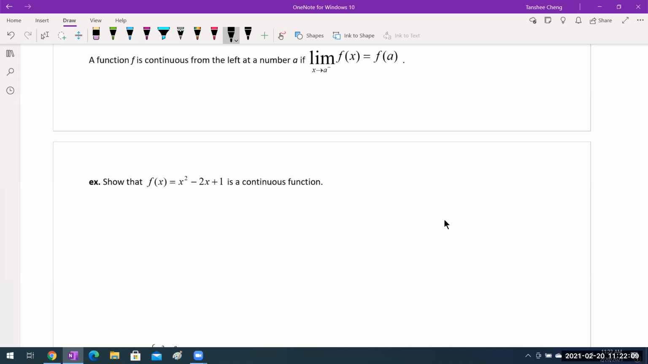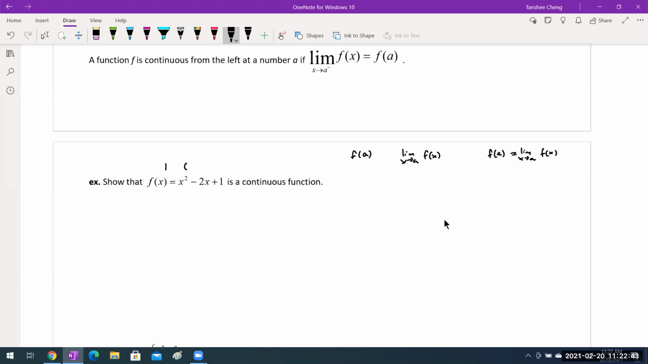The only definition that we know is continuous at a point. That means the function must be defined at a, and the limit as x approaches a of the function must exist. And then the function's value and the limit value must be the same. We only know this at a particular point. So to deal with the whole entire domain, this is what I can state.